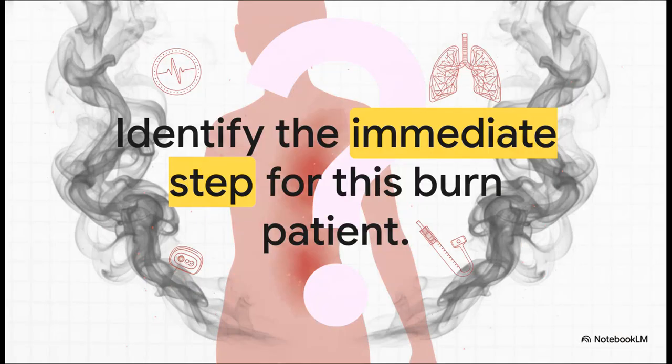Let's shift gears to Vignette 2. A 45-year-old female is rescued from a closed-space house fire. She's got partial thickness burns covering her entire chest, back, and right arm. But most importantly, she's speaking to you in a really raspy voice and coughing up carbonaceous sputum. What is the very first execution step you take right now?